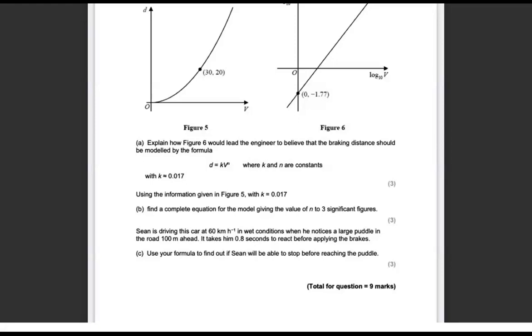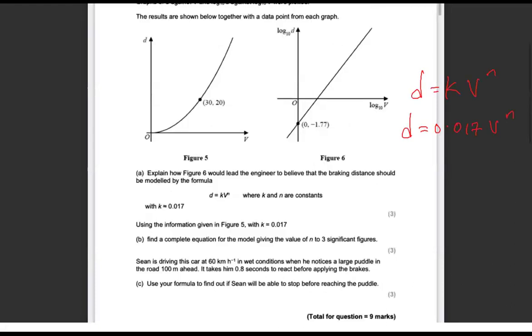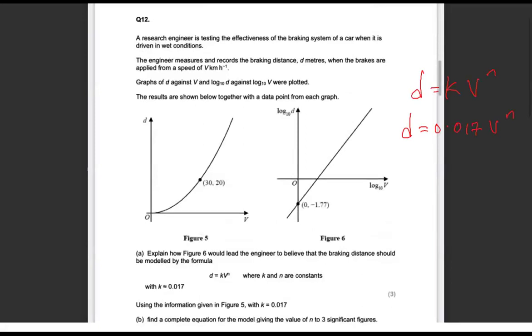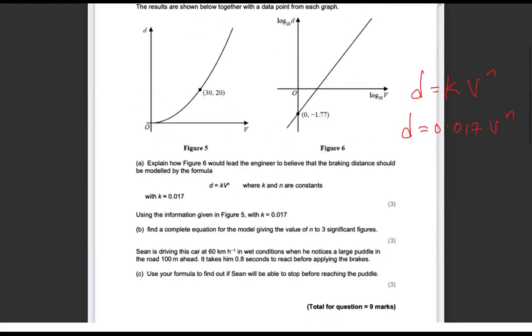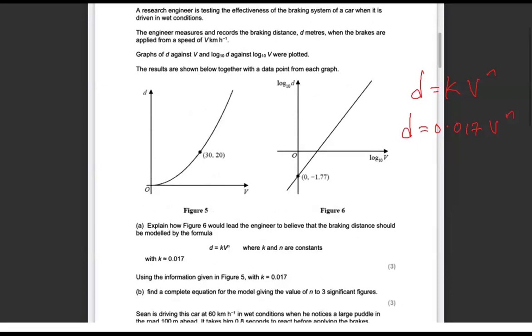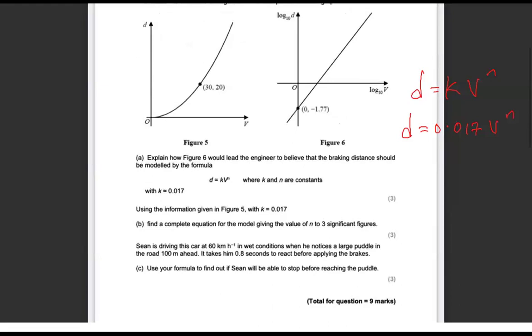So the formula is given again. What's the formula? D equals k V^n. K is 0.017. So they have already given you that. They've given you that the engineer measures and records the braking distance D. So braking distance D is when the brakes are actually applied at the speed of this. So what I have to do basically is start to substitute those values in there.